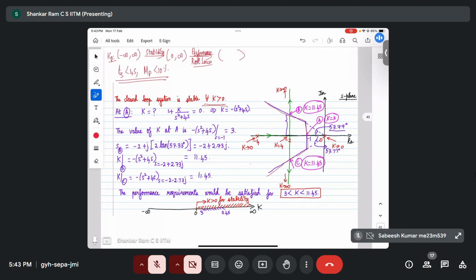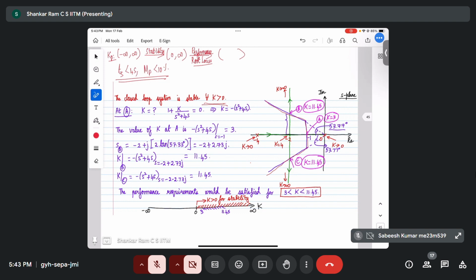But if I want to satisfy performance, what is it that I need to ensure? I need to ensure that both branches of the root locus in this particular example lie within this open trapezoid. Now, how do I calculate it? Please note that the branch from -4 starts within the trapezoid, but the other branch starting from 0 starts outside the trapezoid, and it comes within the trapezoid only at what we label as point A. So I need to find the value of k at point A. How do I do that?